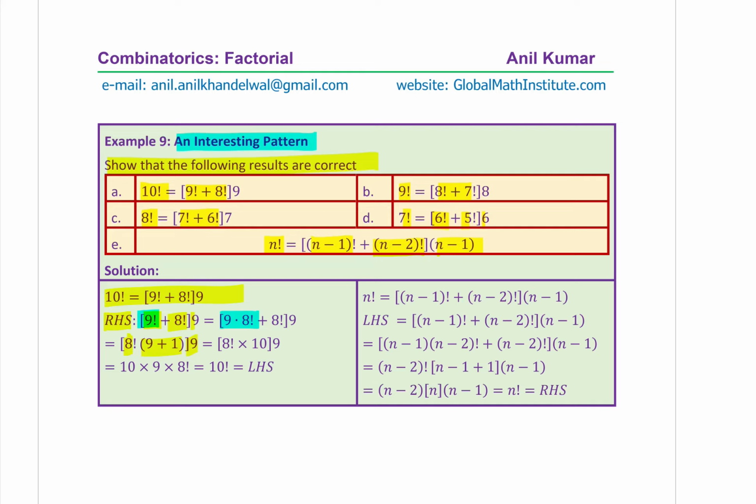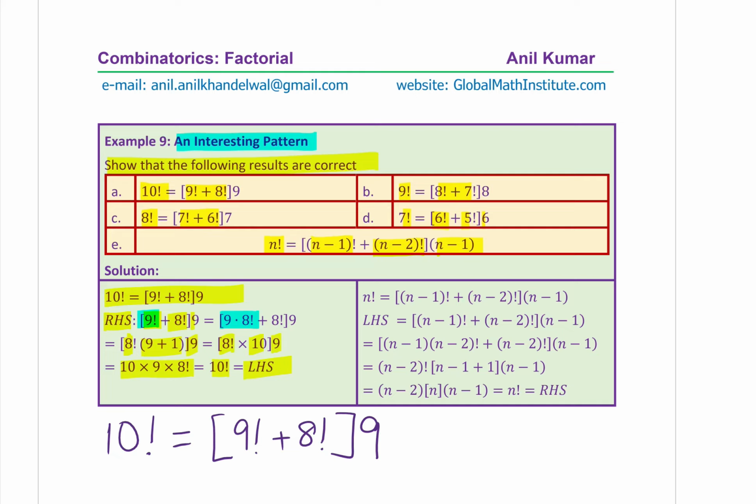Good. So we landed with 8 factorial and 9 plus 1 is 10 times 9. And when you multiply them, 10 times 9 times 8 factorial is in fact 10 factorial, which is the left hand side. So that is how you write this particular expression. So it is true, correct? It is absolutely true. We just saw that 10 factorial can be very easily written as a combination of 9 factorial and 8 factorial multiplied by 9.